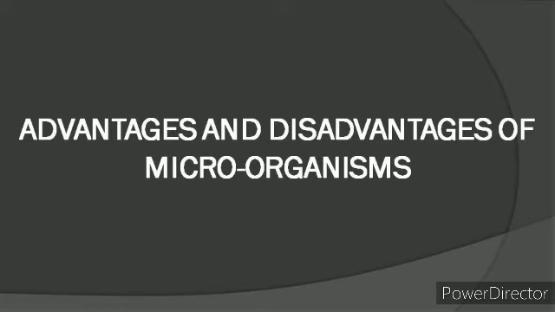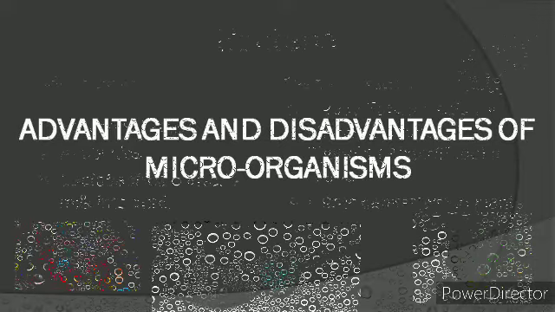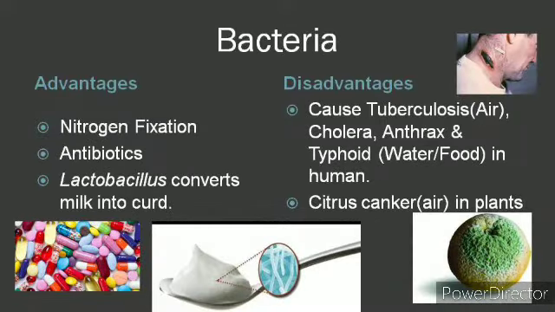Now if you see about the advantages and disadvantages, see, everything has a good side and a bad side. Everything has pros and cons. So certain microorganisms are very useful to us also. For example, nitrogen fixation, which we will learn in the future. Antibiotics, there are different kinds of antibiotics around us. And lactobacillus is the kind of bacteria which helps us to convert milk into curd.